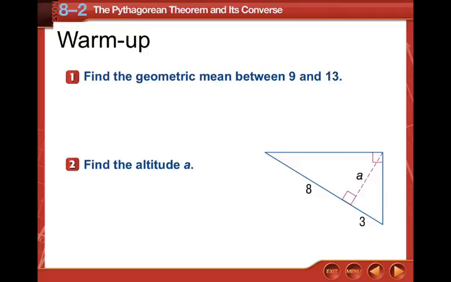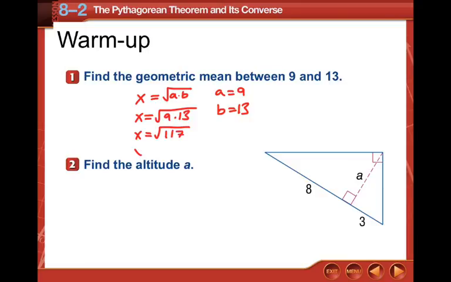The geometric mean between 9 and 13 is what number 1 wants. So geometric mean, remember, is x equal to the square root of a times b, the two numbers you want the mean for. So a in this case is 9, b is 13. So we plug in, x is equal to the square root of 9 times 13. 9 times 13 comes out to be 117. And the square root of 117 is 10.817.